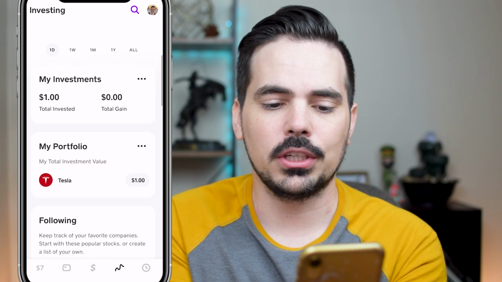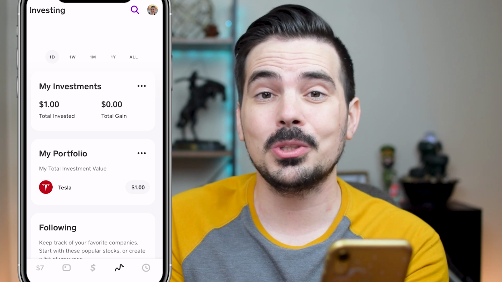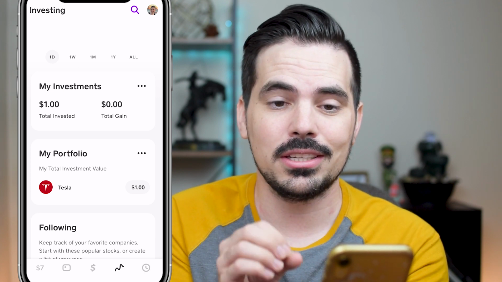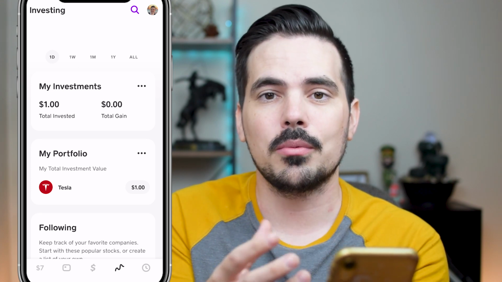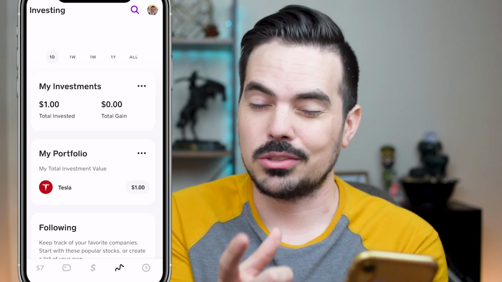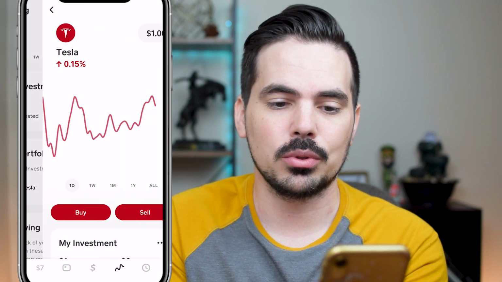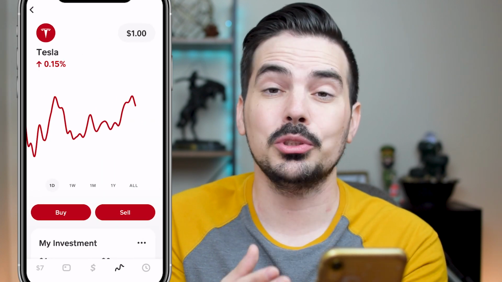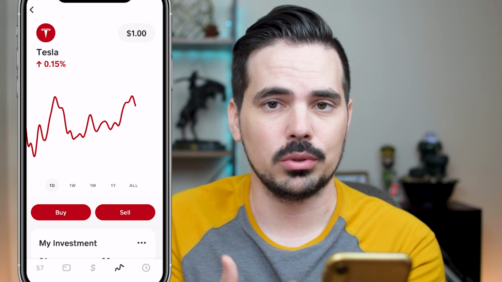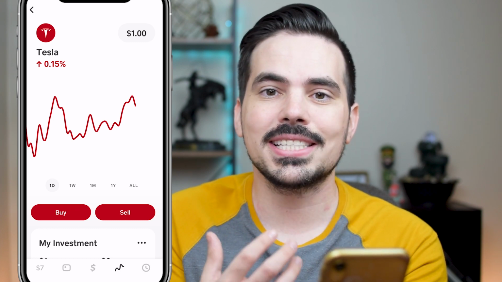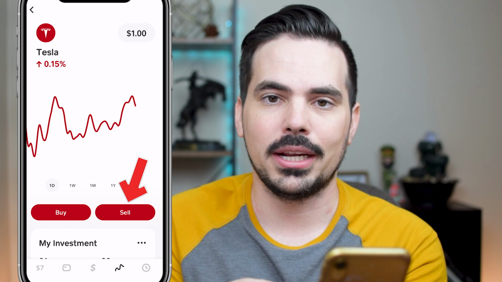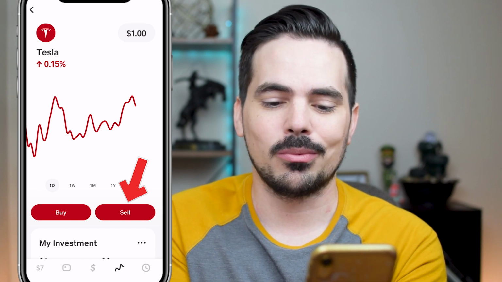So we can see right over here where it says my portfolio. This is currently everything you already have in your portfolio total, so that way you can see all the different stocks. Now, since we only have Tesla, I'm going to go ahead and click on this one here. And you're going to see an option to buy more stock if you wanted to, which of course you can. But you can also see the sell button right over there on the right hand side, which we're going to go ahead and click on right over here.